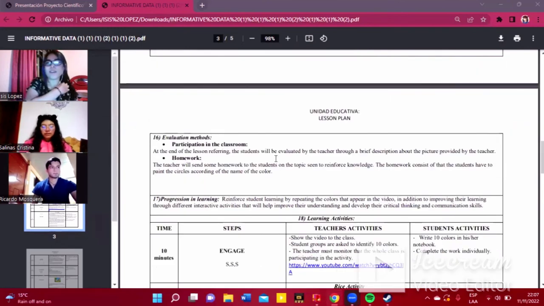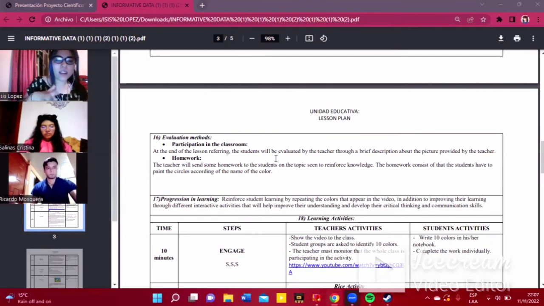Okay, evaluation methods. The teacher can use different evaluation methods in order to make sure that the students acquire the subject or the learning. For example, in this case, we have participation in the classroom. It means that at the end of the lesson, the students will be evaluated by the teacher through a brief description about the picture provided by the teacher. It means that the evaluation in this case is participation.